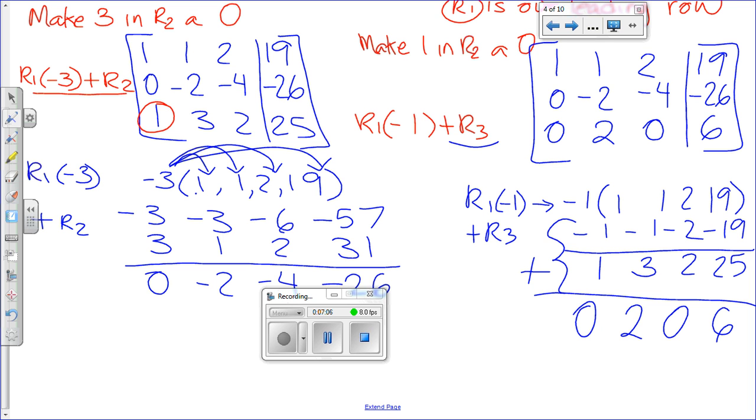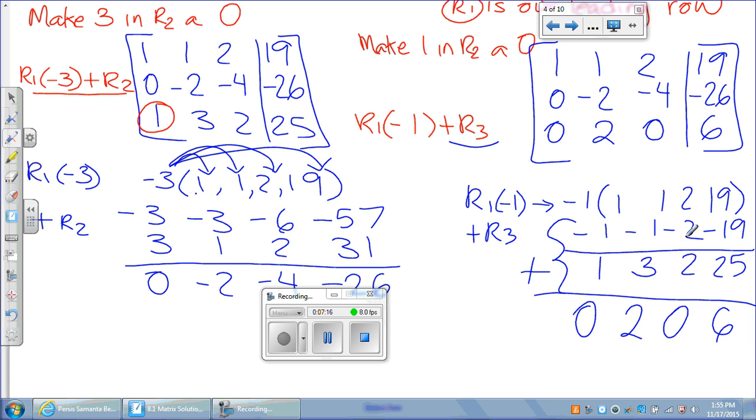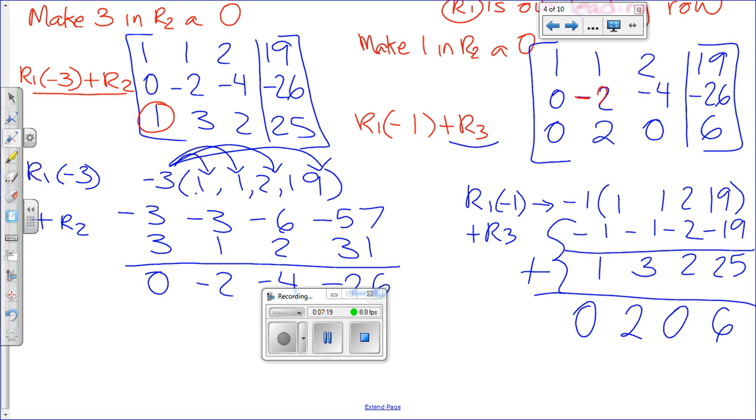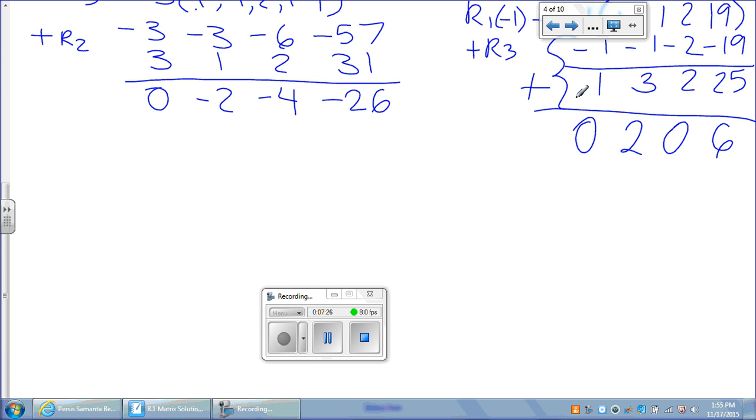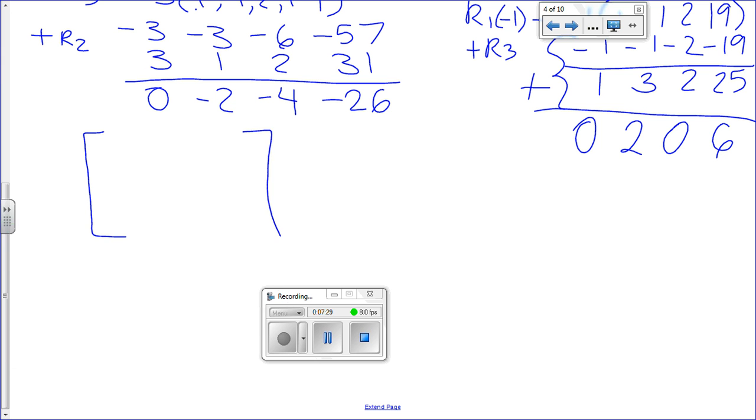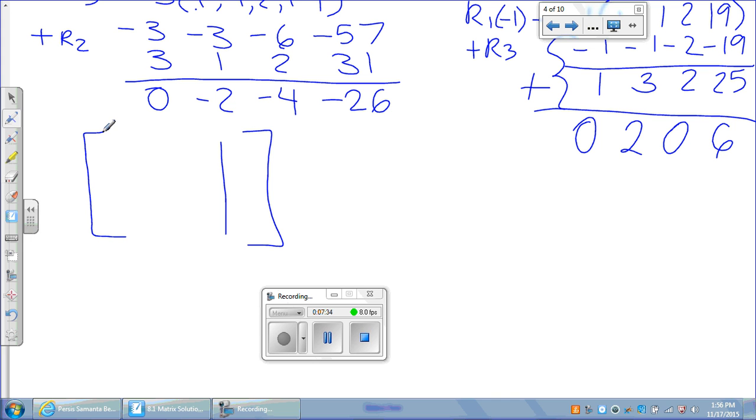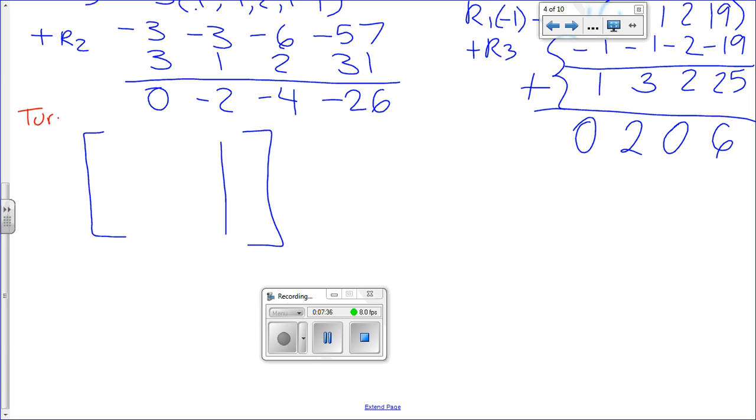So what is next, guys? We're done with the first column. Now we move to the second column. What do we need to do first? Okay, very good, Sean. Turn this negative 2 into a 1. To do that, I am going to use the multiplicative inverse of negative 2. So we need to turn negative 2 in R2 into a 1.